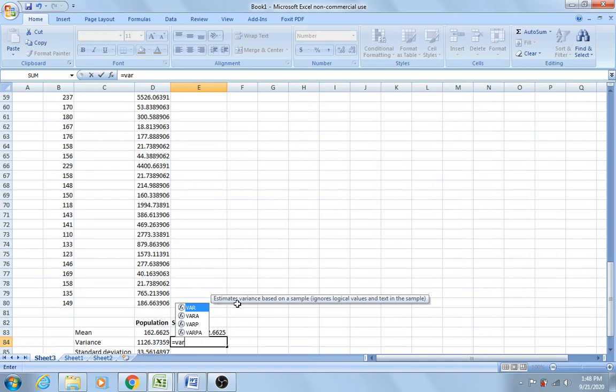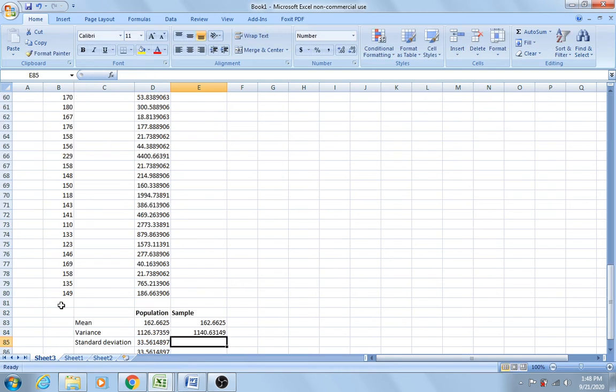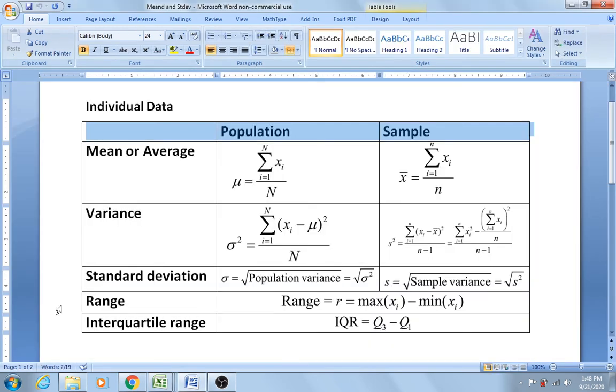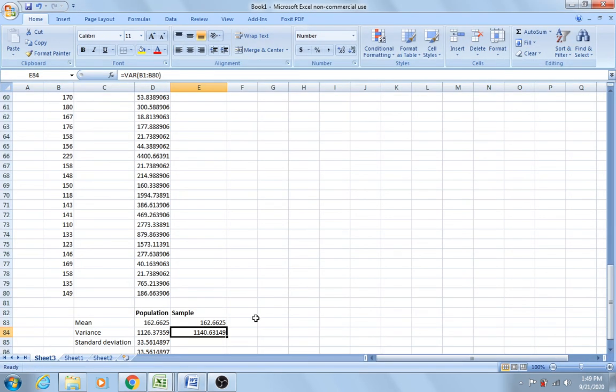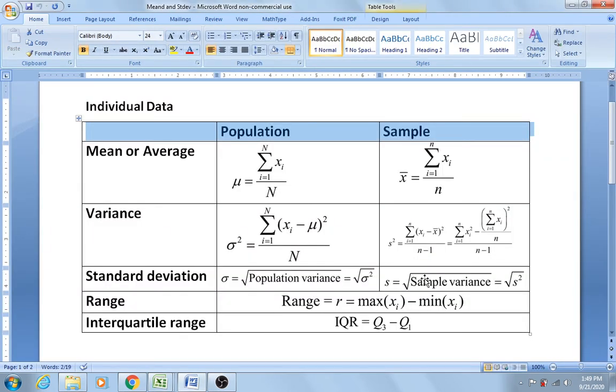So see that estimate variance based on a sample. So we choose that formula and select all the data. See that the value is slightly different, right? Why is it different? Because with a sample you divide by n-1, but with a population you divide everything by capital N. Now if I use this formula, it is the same.